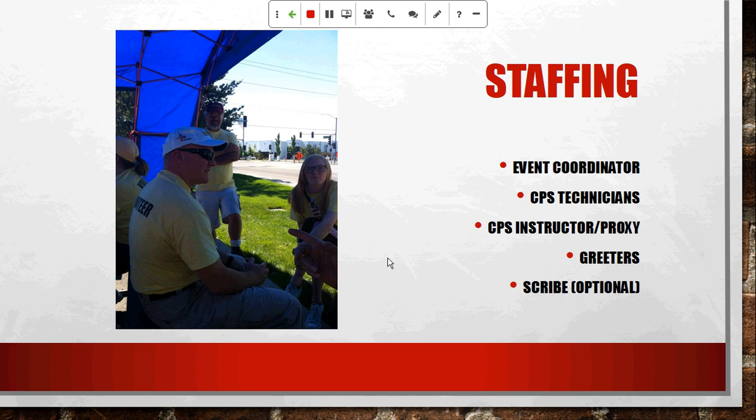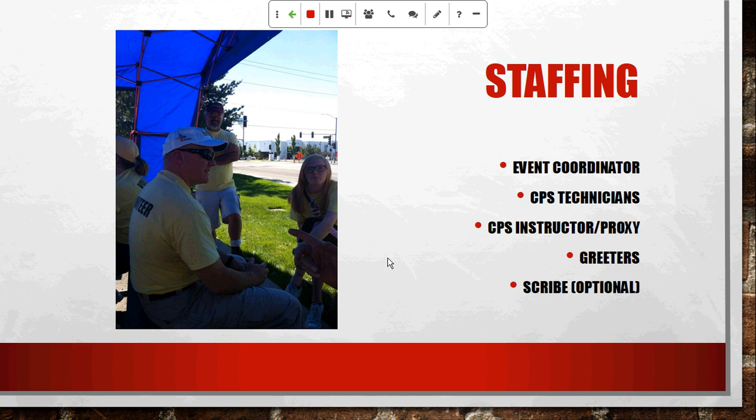The next is greeters and scribes. So you may have people who really want to help and volunteer, but they're not technicians. But this is great. Volunteers that are not technicians can do several things at a checkpoint. They can greet clients in the cars as they pull up. They can provide parents with the necessary paperwork, and we'll talk more about that in a bit.